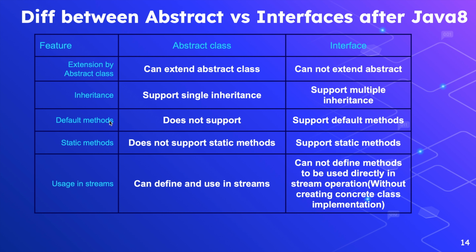And coming back to default methods, abstract classes do not support default methods, whereas interfaces support default methods. The same thing is applicable for static methods as well. Abstract classes do not support static methods, whereas interfaces can support static methods. And the last one, usage in streams. Abstract classes can be defined and used in stream operations, whereas interfaces cannot be used directly, because without creating a concrete class implementation for these interfaces, we can't directly make use of the interface methods in streams. So these are the differences.